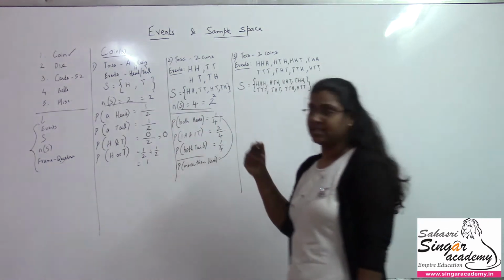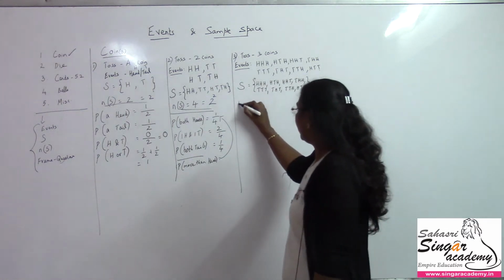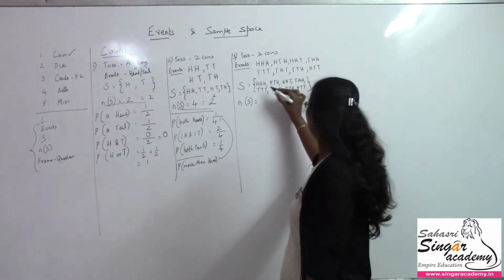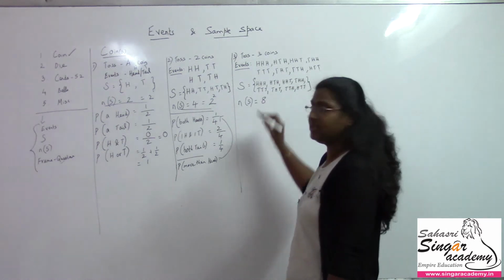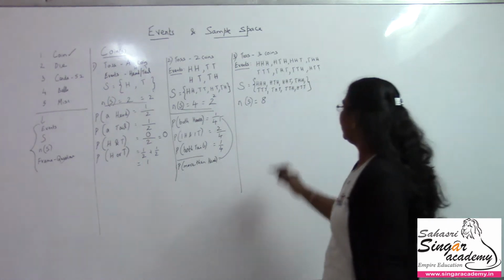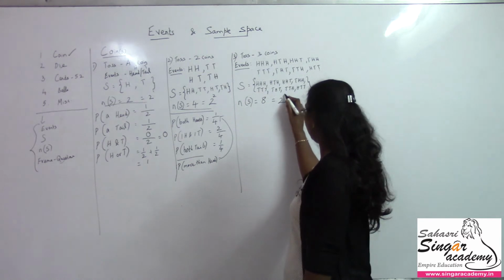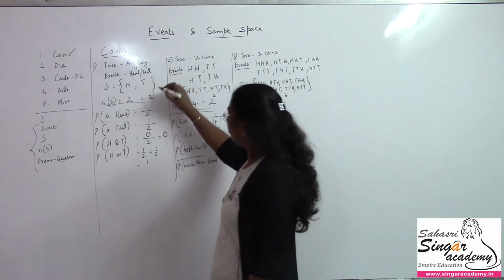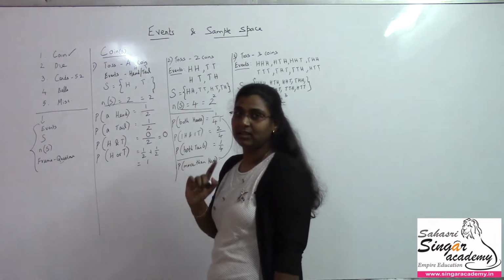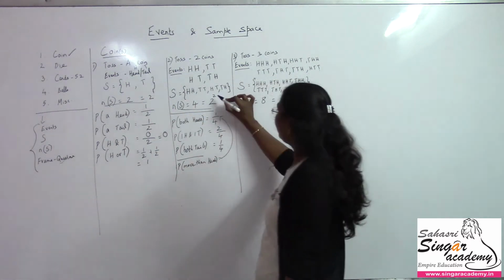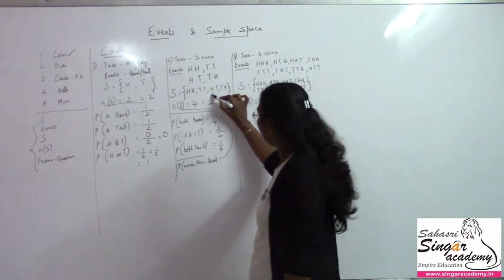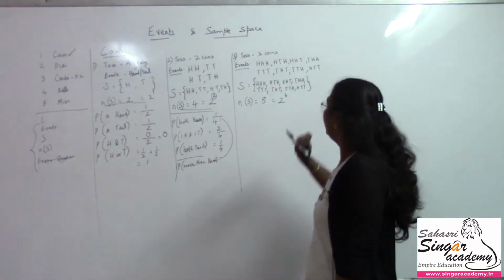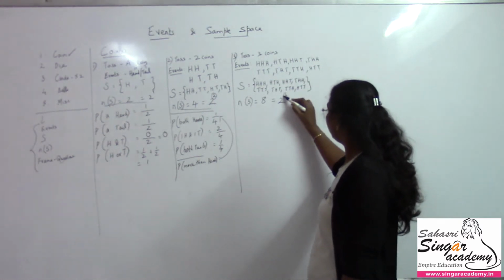Number of events present in the sample space. N of S is equal to, if you have a count, you will get 8 number of events. Again, for convenience's sake, let me have this as 2 power 3. The reason why here it is 2 power 3: for one coin it is 2 power 1, the power 1 is for one coin. When I go for 2 power 2, which means there are 2 coins, simple. If I go for 3 coins, it is 2 power 3.